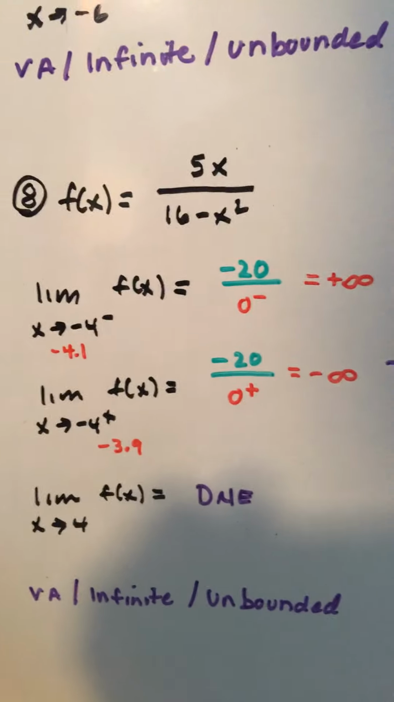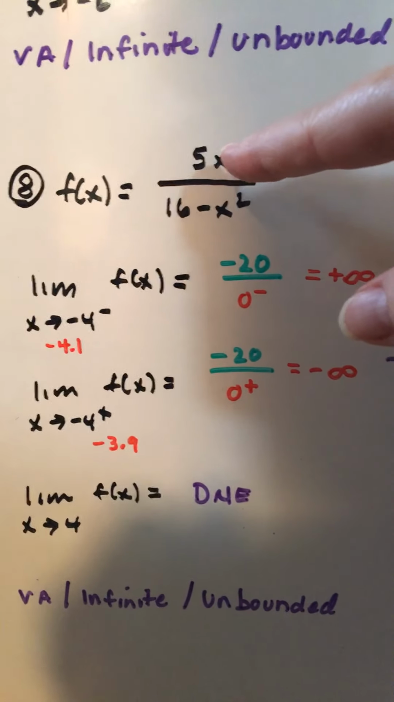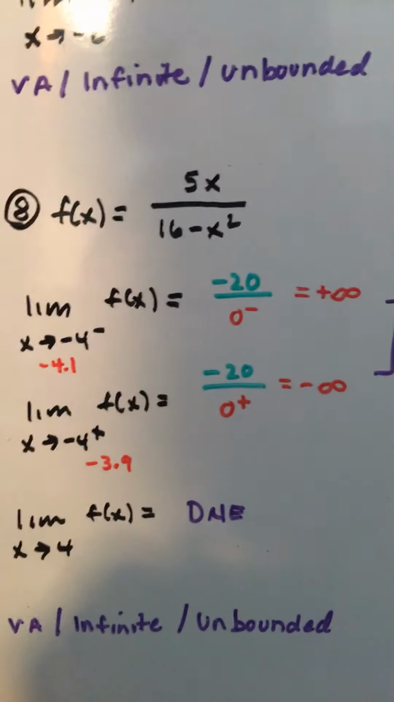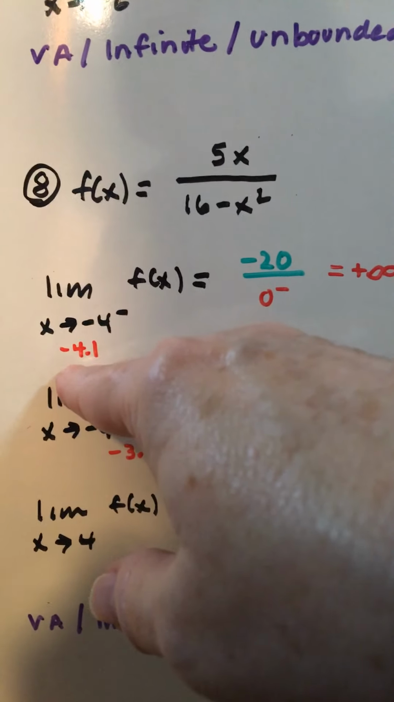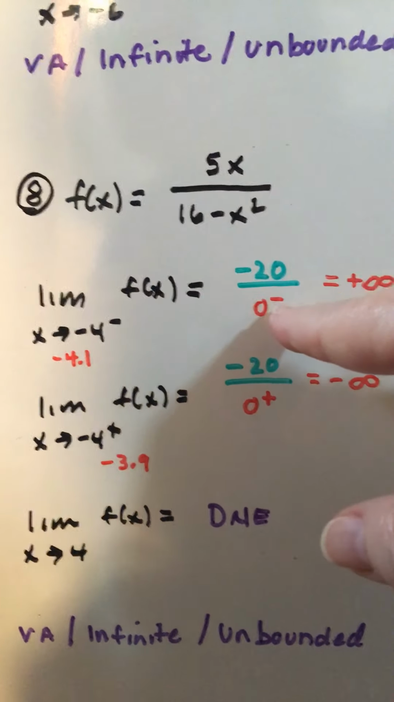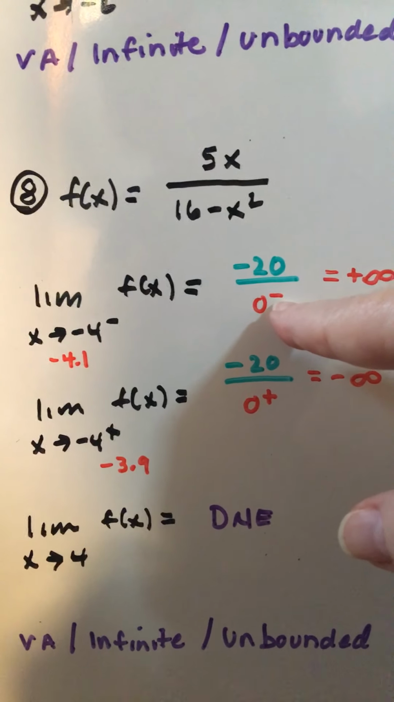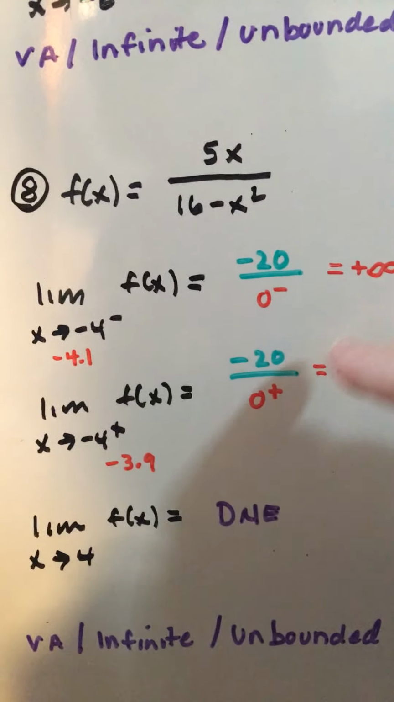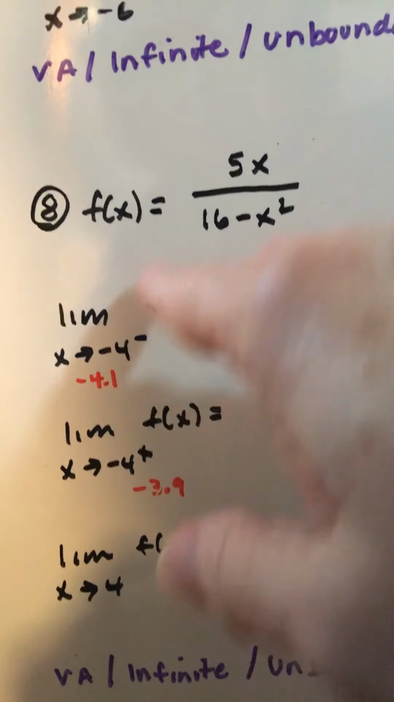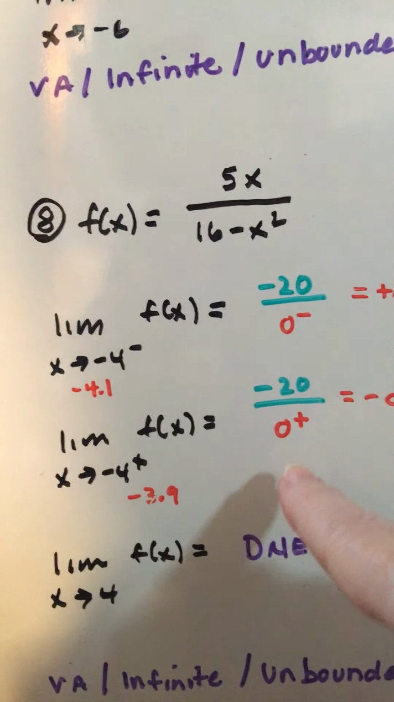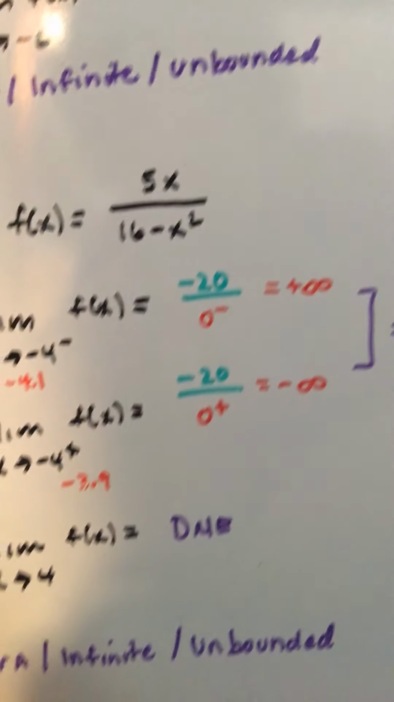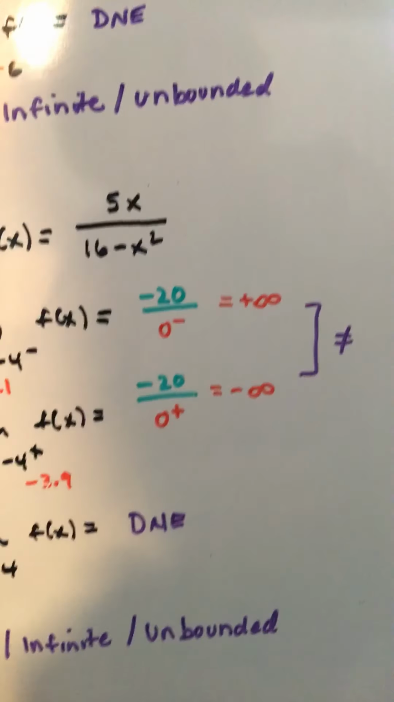Number 8, I'm going to come along. Negative 4. I get negative 20 over 0, step 1, so I can write negative 20 over 0 twice. I insert negative 4.1. Well, when I square 4.1, it's bigger than 16, so that's going to be smaller, a negative. Negative over negative is positive. 3.9 is smaller than 4, so when squared it is smaller than 16, and 16 minus something smaller is positive. Negative over positive is negative. These two do not agree, so the answer is D and E.